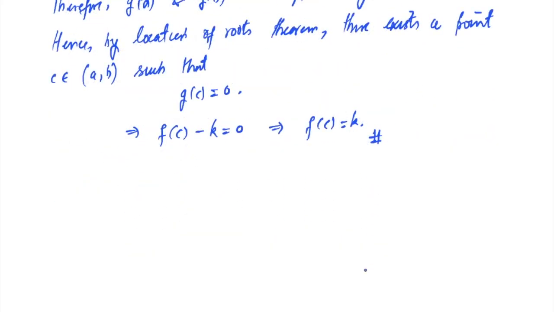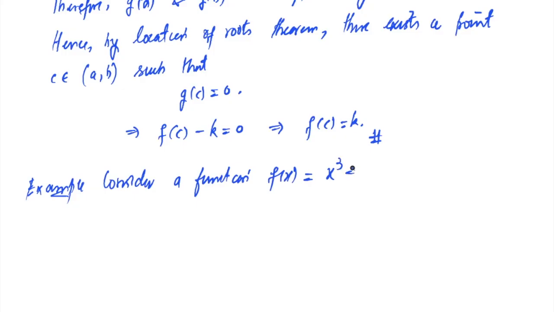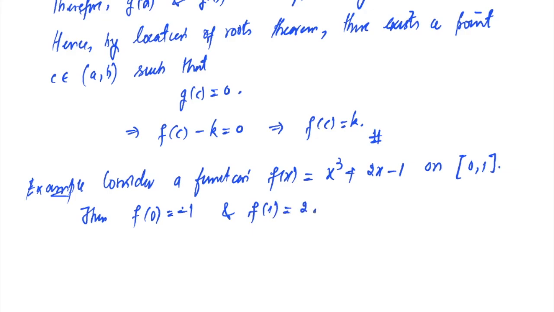Now let's consider one example where we will use the intermediate value theorem to show that a given function or a polynomial has a root in a given interval. Consider a function f of x equal to x cubed plus 2x minus 1 defined on the interval 0, 1. Then let's compute the values f of 0 and f of 1. Then f of 0 is equal to minus 1 and f of 1 is equal to 2.